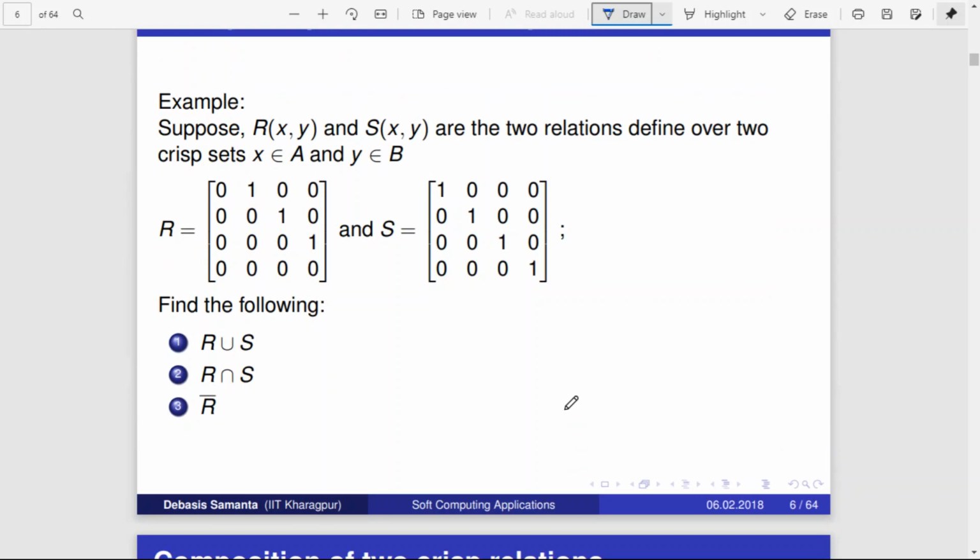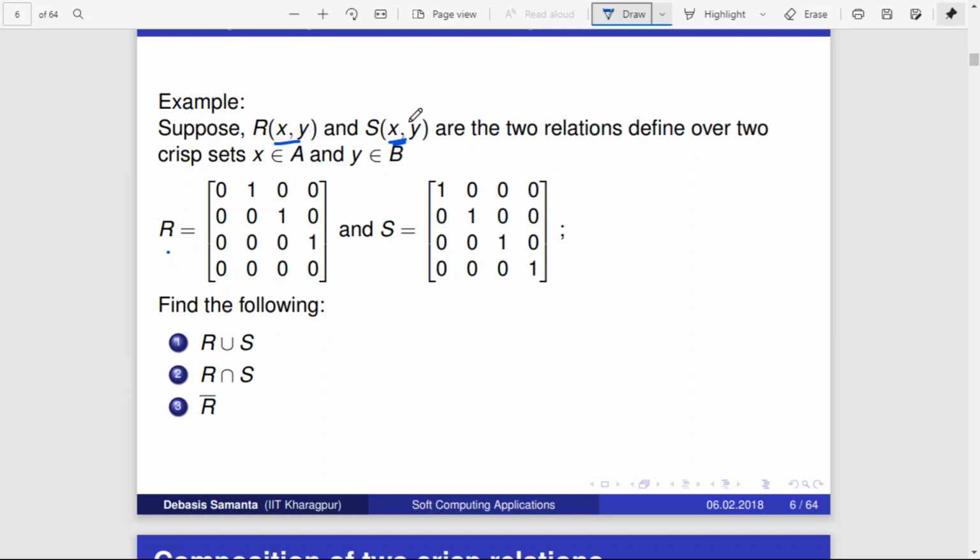Okay, let us take this relation R and S. This is how the relation R is defined, and this is how the relation S is defined. R is defined on x comma y and S is also defined on x comma y. So the relations should be defined on the same sets, then only you can calculate union, intersection or complement. Otherwise it is not possible. So R is also defined on x comma y.